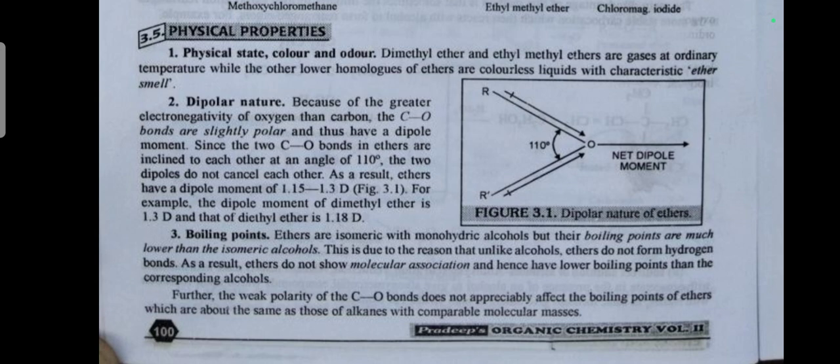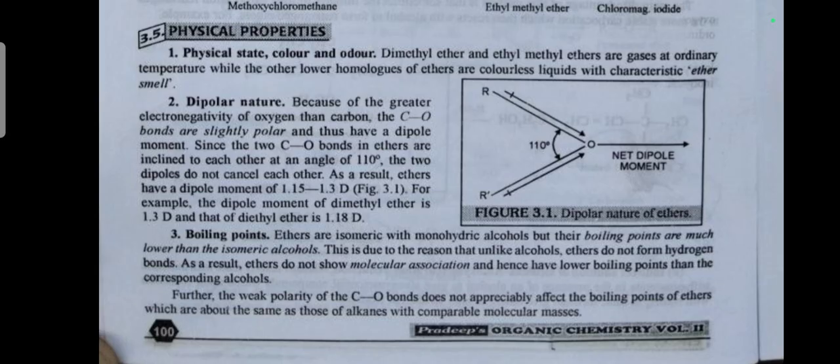Boiling points. Ethers are isomeric with monohydric alcohols, but their boiling points are much lower than the isomeric alcohols. This is due to the reason that, unlike alcohols, ethers do not form hydrogen bonds. As a result, ethers do not show molecular association and hence have lower boiling points than the corresponding alcohols. Further, the weak polarity of carbon-oxygen bonds does not appreciably affect the boiling points of ethers, which are about the same as those of alkanes with comparable molecular masses.